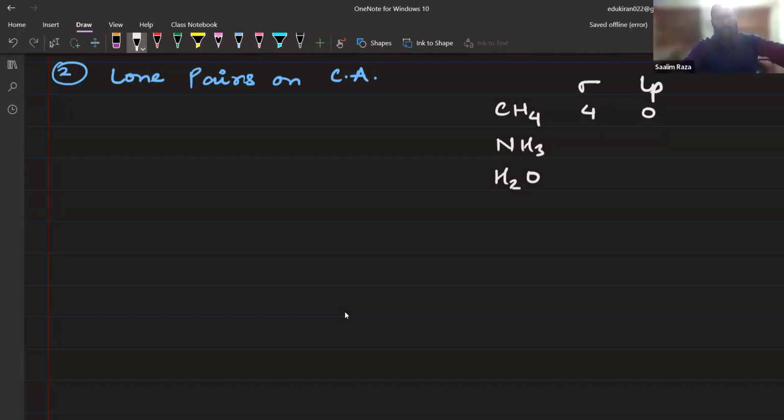I hope you can see that in case 1. In case 2, we are going to have sigma 3 and 1 lone pair. And here we are going to have 2 sigma and 2 lone pair. All of these are having the hybridization or the steric number 4. It is the case of steric number 4.